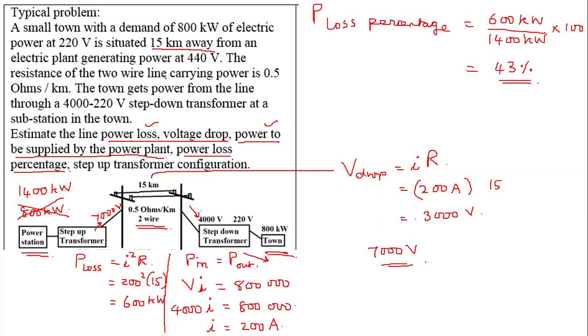So read the question here. Generating power at 440 volts. So that means this is giving you voltage at 440 volts. So that means the step up will be converting it to 7000 volts. Okay, so I think we pretty much answered all the questions. That is the configuration, 440 to 7000.